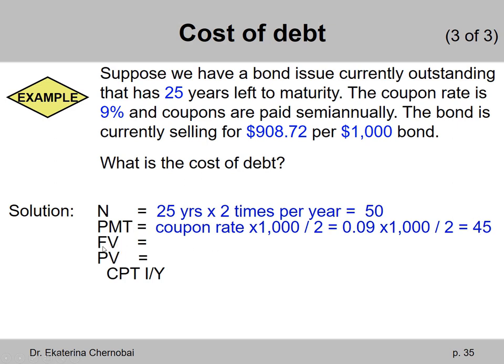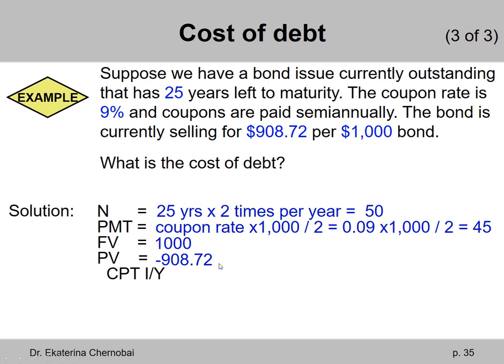FV, that's the face value on the bond paid at maturity at the very end in the future. That's always 1,000. PV, that's the bond present value or price. That's given, 908.72. Notice how I put the signs. This is something I was also emphasizing in chapter 7 when we were covering bonds.